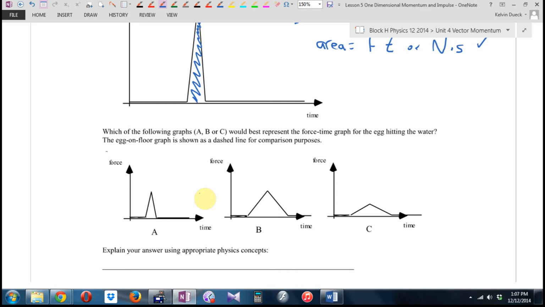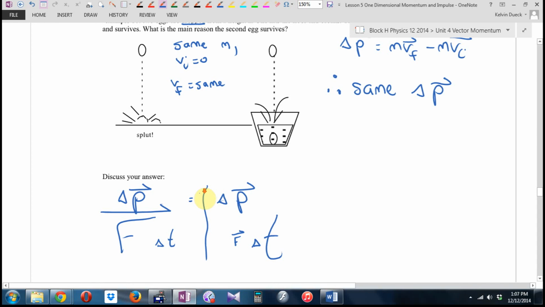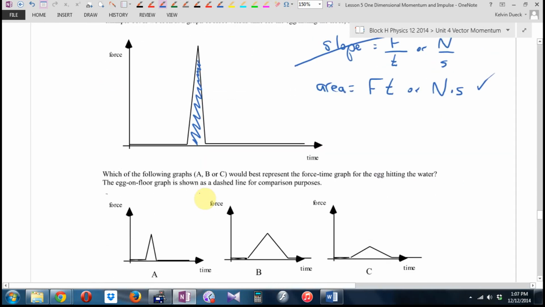What did we say? Both of these eggs are going to experience the same impulse, which means both of these eggs better have the same what on this graph? Same height? Same width? Same what?